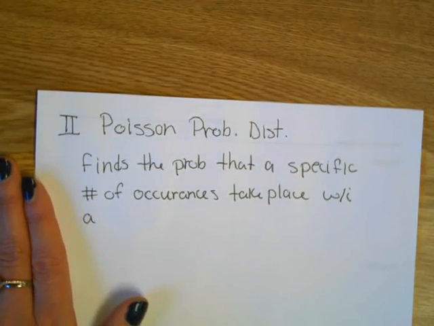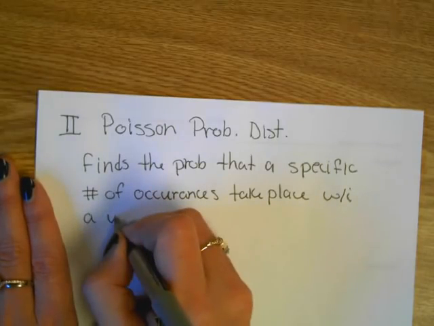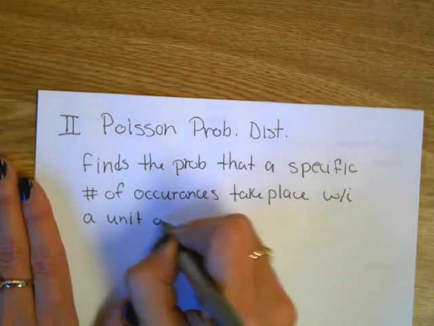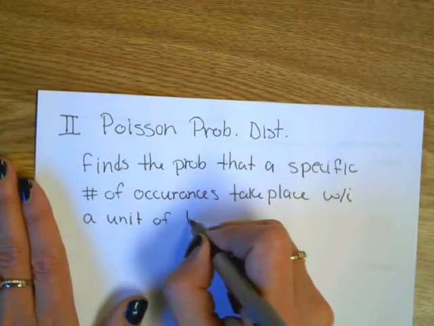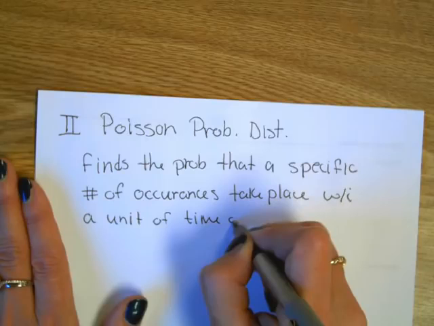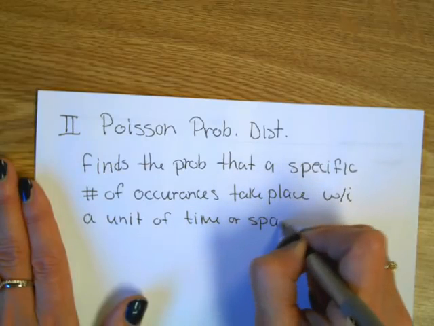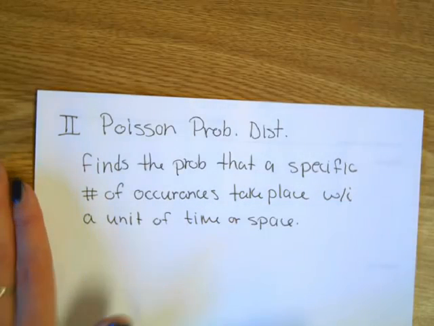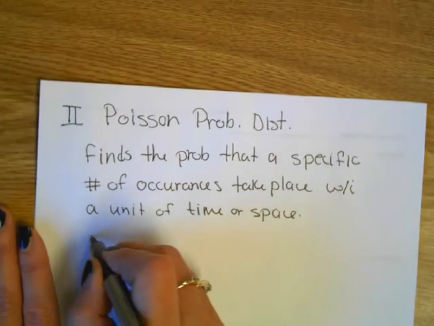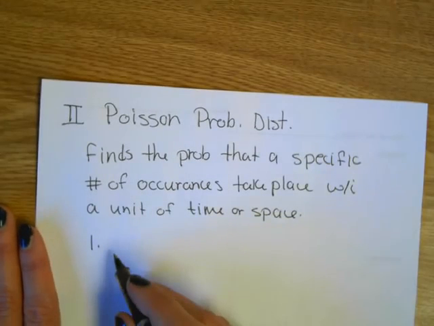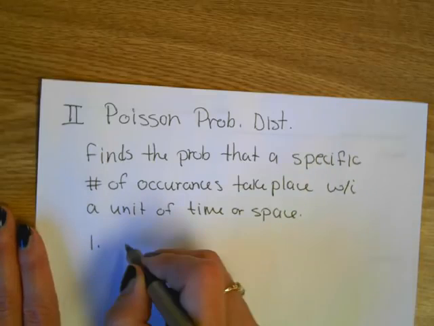The Poisson distribution finds the probability that a specific number of occurrences take place within a unit of time or space. Alright, there's 3 conditions here. First of all, X is going to represent the number of occurrences.